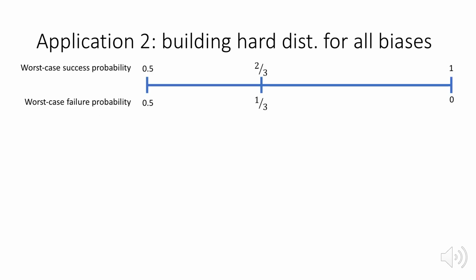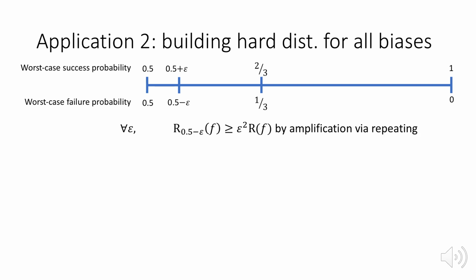The second application I'm going to talk about is called building hard distribution for all biases. When we define randomized query complexity, we consider algorithms that achieve success probability 2/3 on the worst-case input. Now we want to consider algorithms achieving worst-case success probabilities slightly larger than half, say half plus epsilon, or in other words, achieving bias epsilon. This is of course easier than achieving success probability 2/3, but we're interested in the reverse relation.